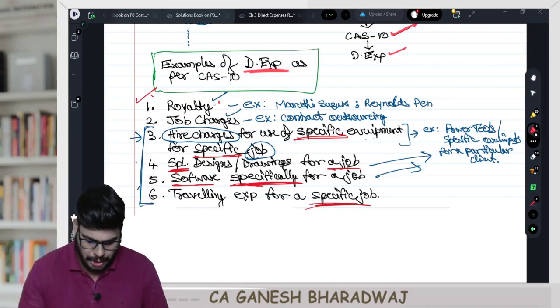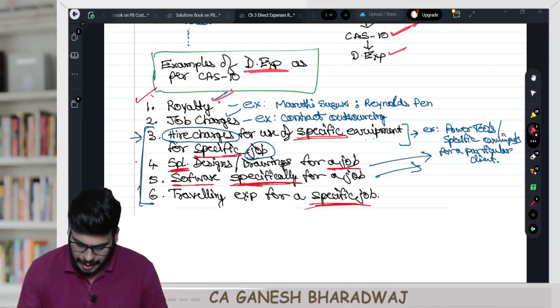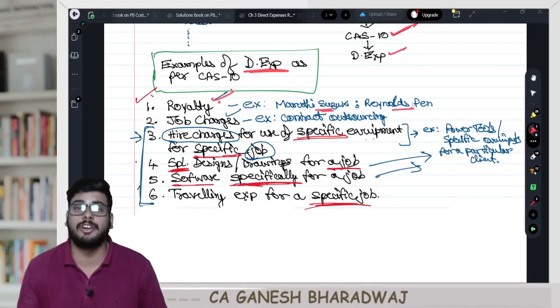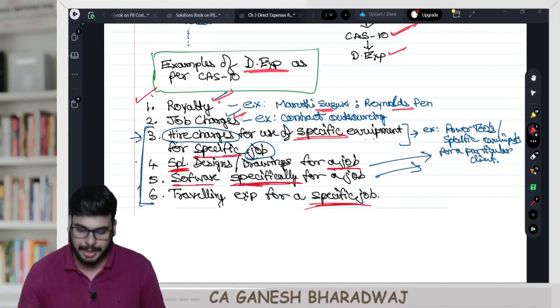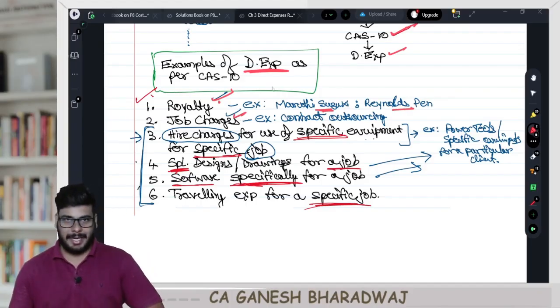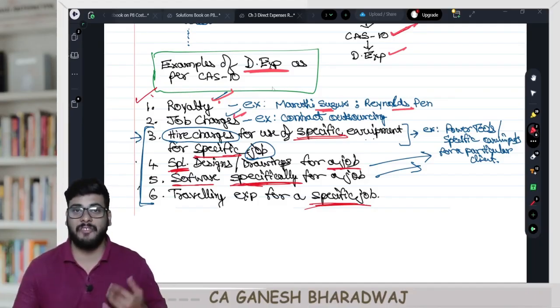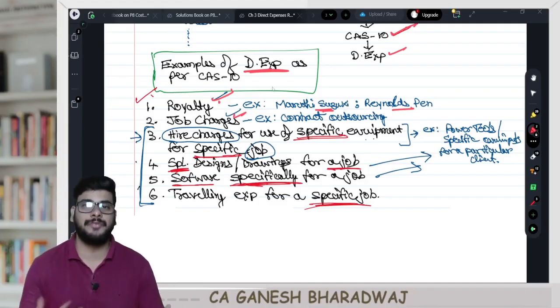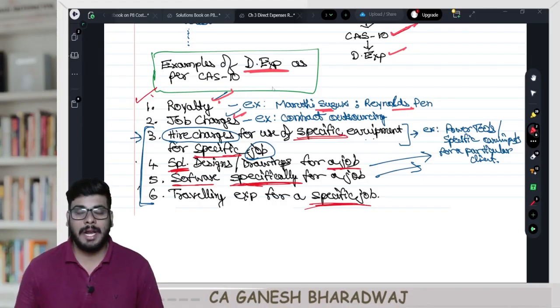Clear with this. First, royalty payment. Just an example I gave you, the Maruti Suzuki and Renault's pen example also. Next, job charges. What do you mean by job charges? Right now, let us say I am in the business of pen manufacturing. I manufacture pens. Now, what happens?